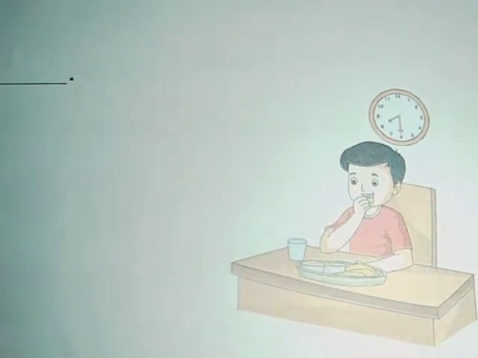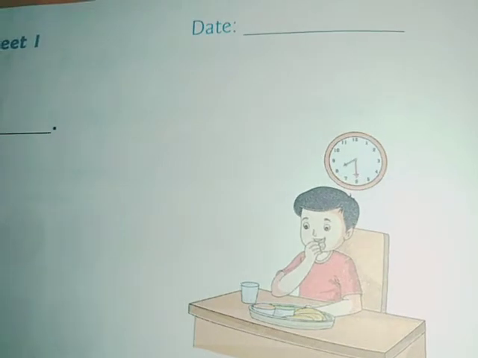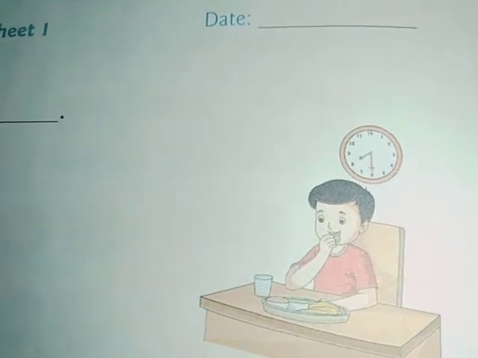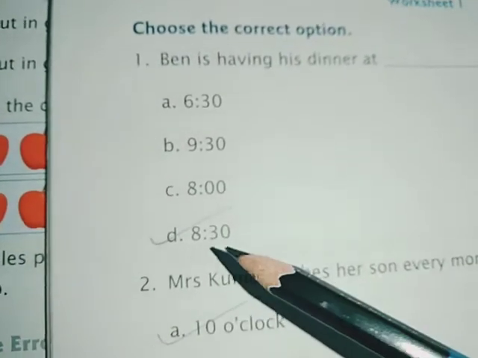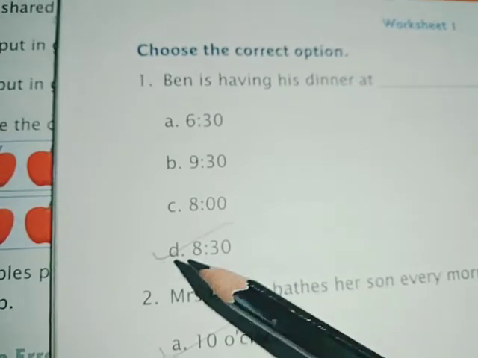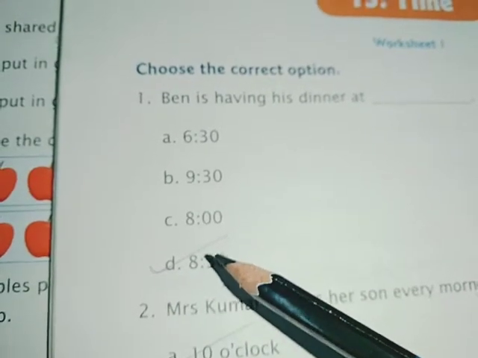The minute hand has traveled half of its way. The minute hand is showing the time 8:30. So this time can be called 8:30. Let us see what is given in the options. In the options here we can see the time 8:30 is given. So we have ticked this answer.